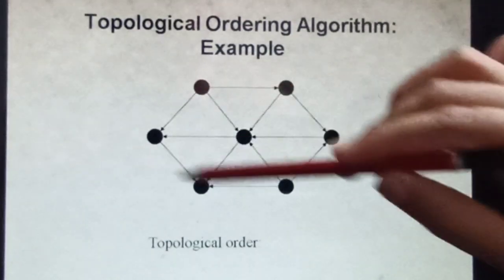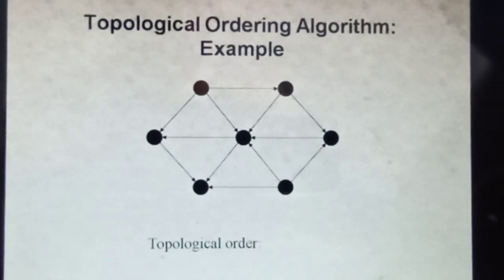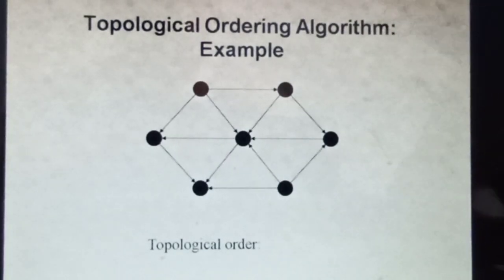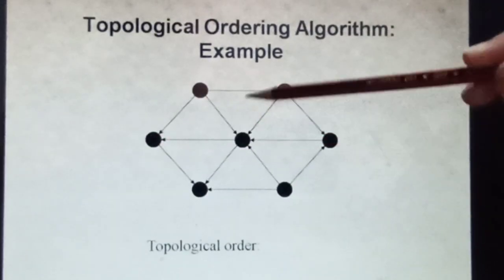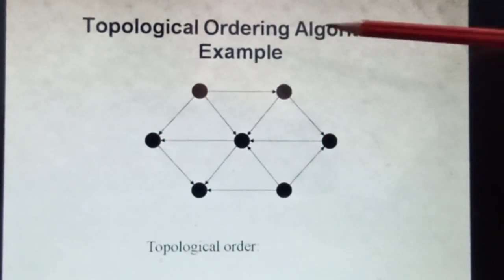So if you see, this is the directed acyclic graph. There is no cycle present in this graph here. And directed is what? As the edges are directed here. So this is the directed acyclic graph.